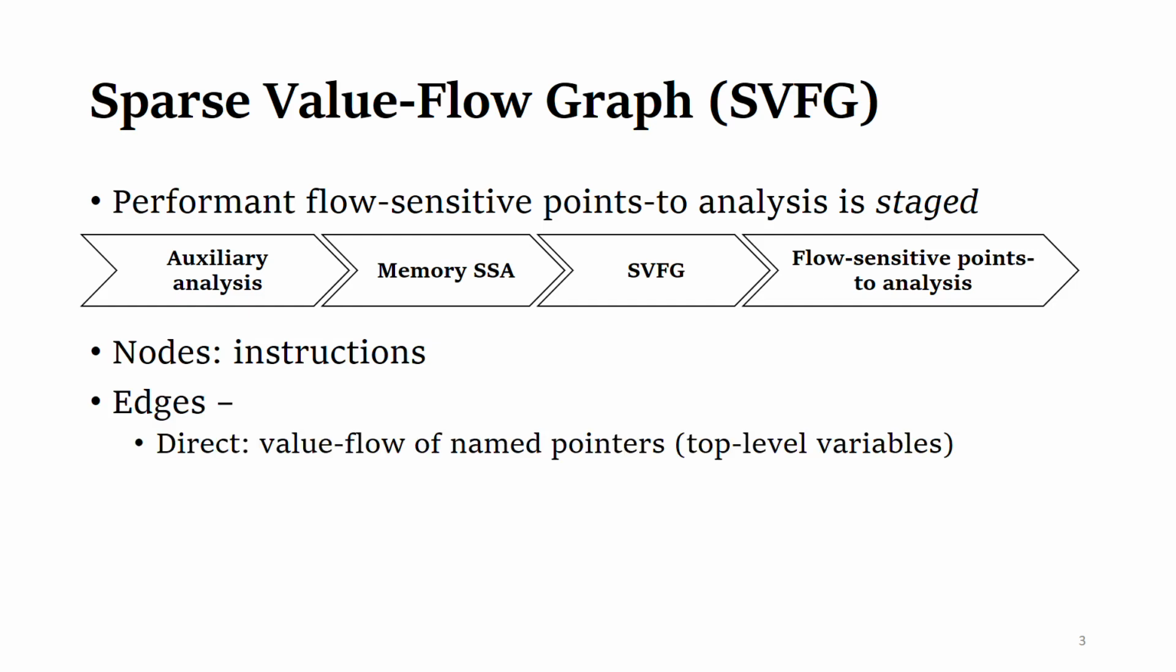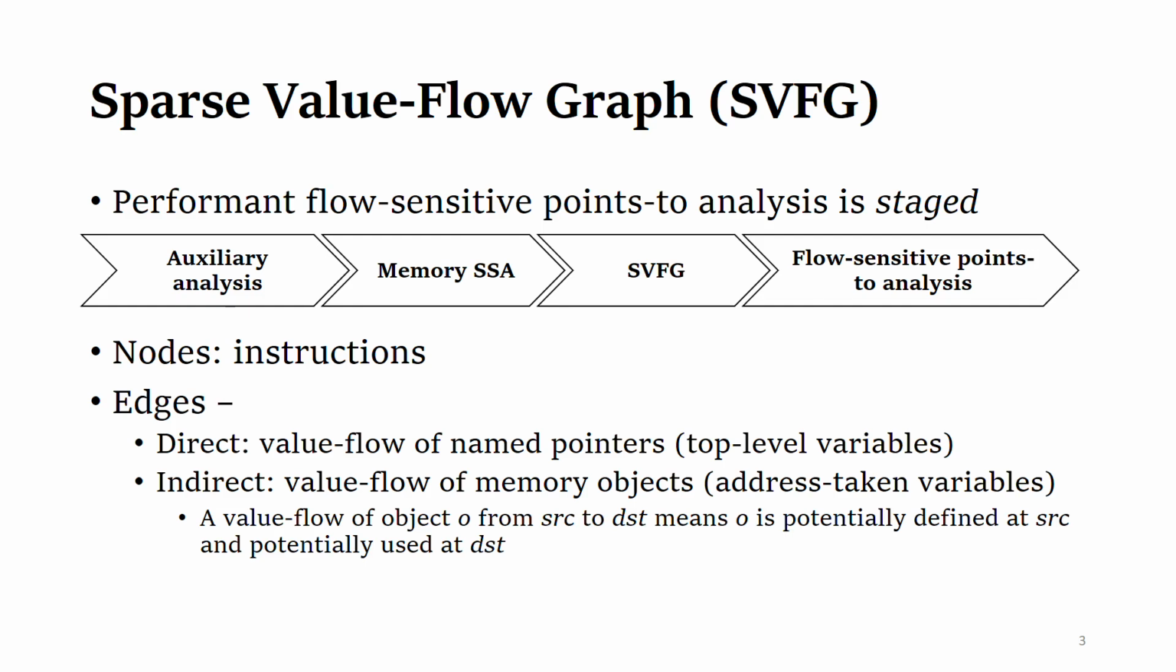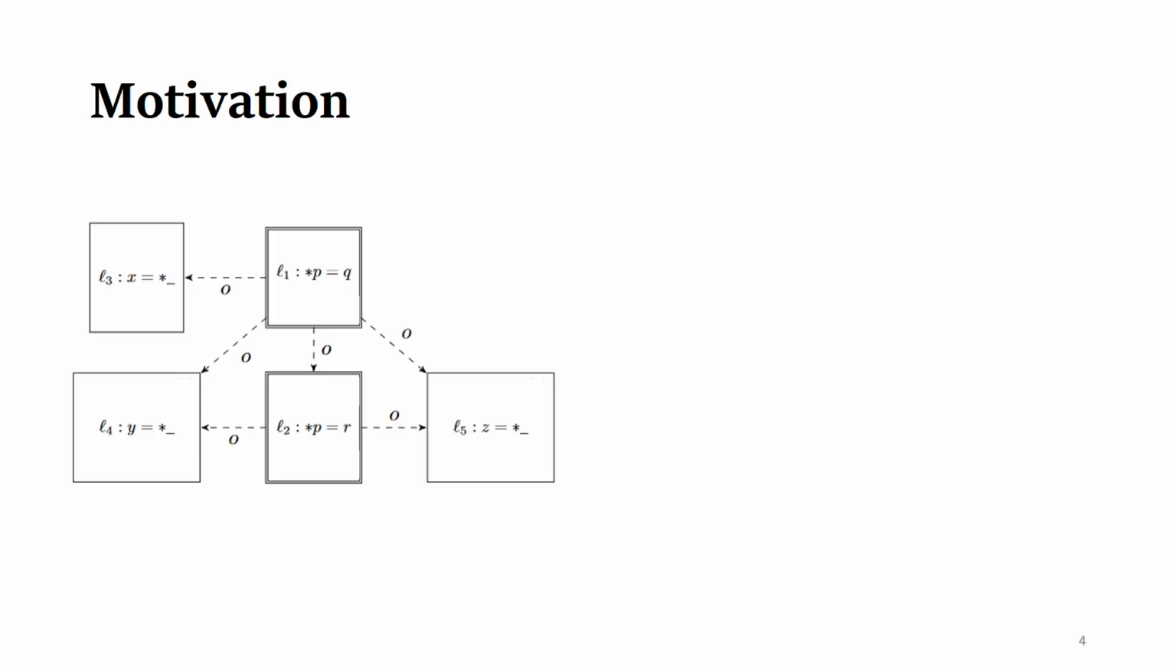Direct edges, which represent the value flow of named pointers, those which a programmer sees, in other words, top-level variables, and indirect edges, which represent the value flow of implicit memory objects, referred to as address-taken variables. The value flow of object O from node source to node dest means O is potentially defined at source and potentially used at dest. Here is what an SVFG may look like.